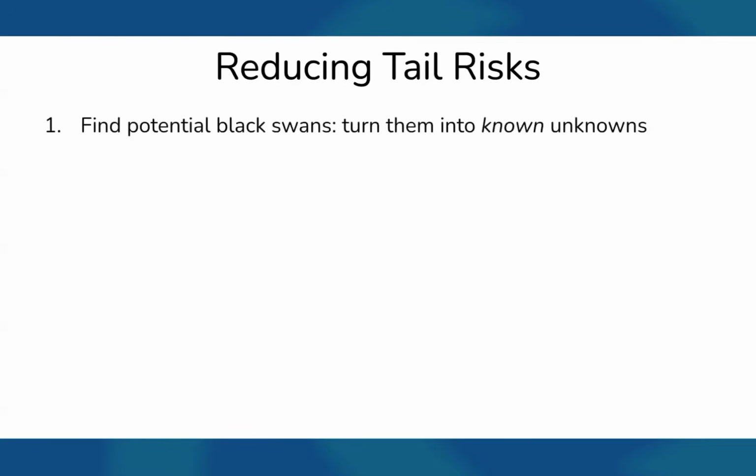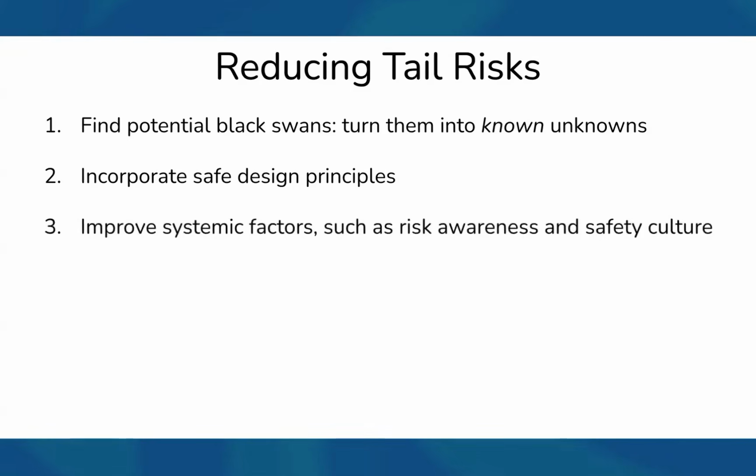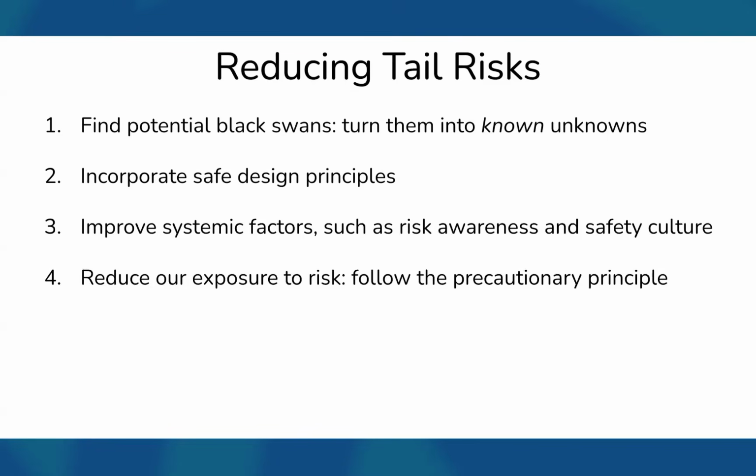So to reduce these sorts of tail risks, one robustly useful thing is horizon scanning. Find potential black swans, get them on your radar, turn them into known unknowns from unknown unknowns. Now you're at least aware of them. There's still substantial uncertainty, but then one can try and improve one's understanding of the problem. Another thing is to use interventions that have been robustly useful in many different sorts of contexts. So incorporate safe design principles. Another important thing to do is to improve systemic factors such as risk awareness and safety culture and attentiveness to near misses. Reduce one's exposure to risk and follow the precautionary principle.